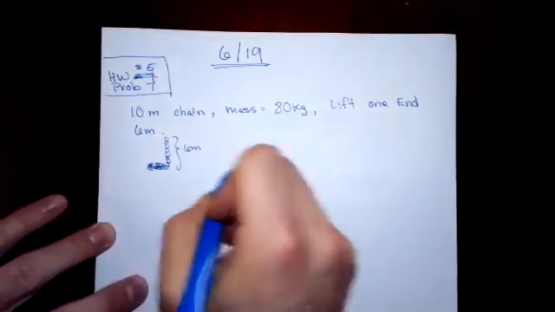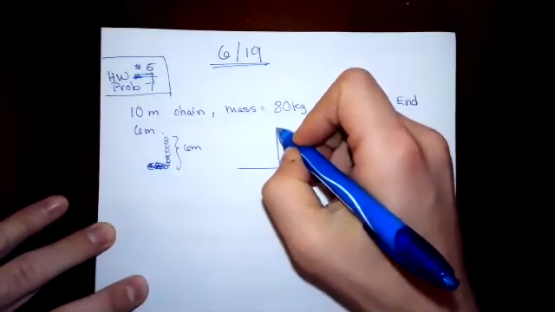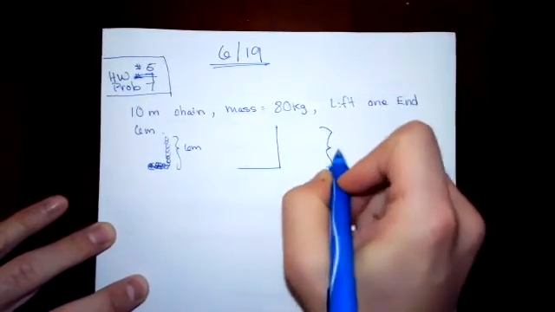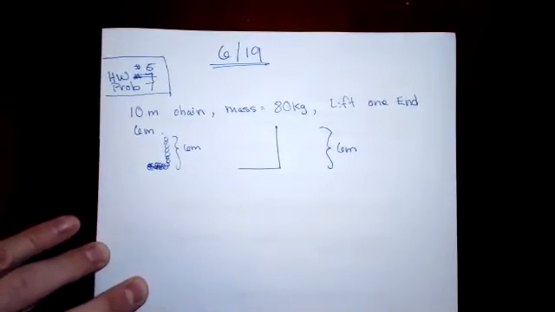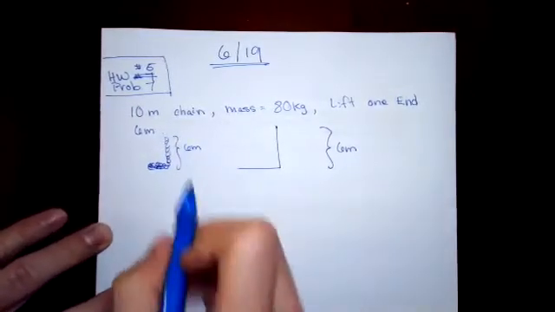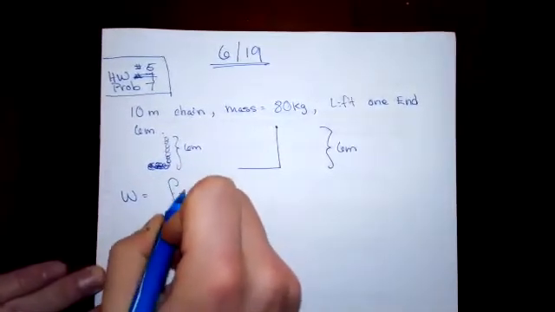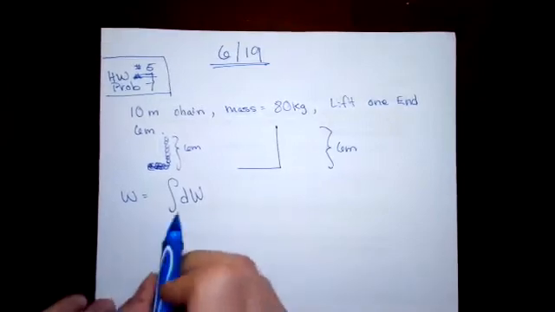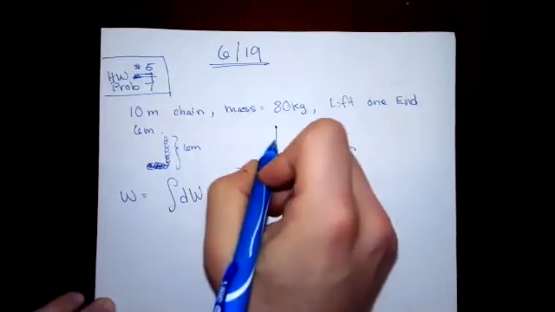So let me draw a little bit more basic picture. We have some chain sitting on the floor, and then we're lifting it up to a total height of 6 meters. So how do we find work in this case? So work, the integral of dW, is the infinitesimal amount of work done on some infinitesimal piece. And so we want to think of how we're cutting this up.